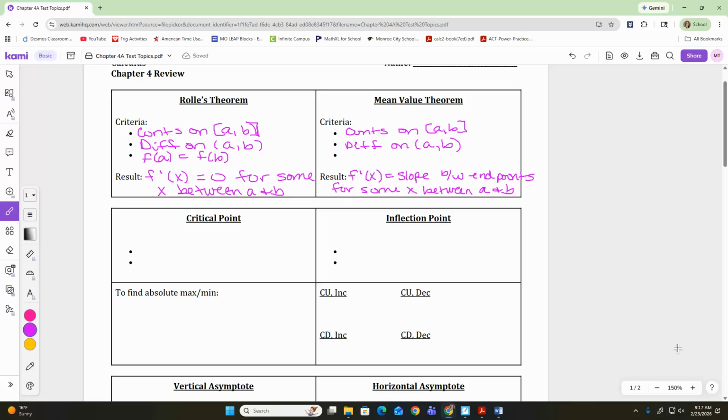All right, so make sure you know those two theorems. There will probably be a couple multiple choice questions on your test. You have to know your criteria and then the result that it says.